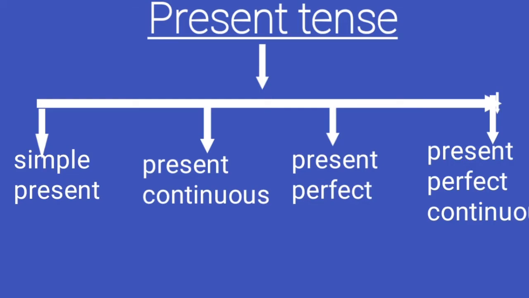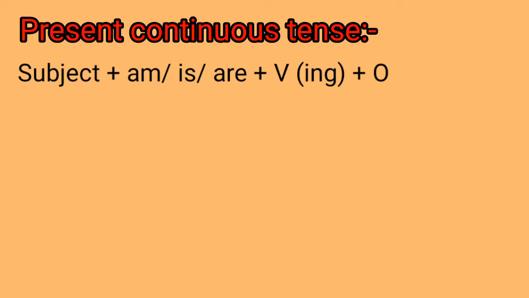So friends, in my previous video, we have already discussed that present tense has four subtenses, which are simple present, present continuous, present perfect and present perfect continuous. And out of four, in the previous video, we learned more about simple present tense, and now in this video, we are going to learn about present continuous tense. Okay, so let's begin learning present continuous tense.